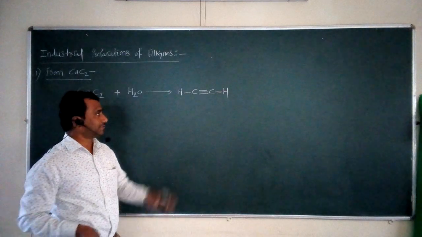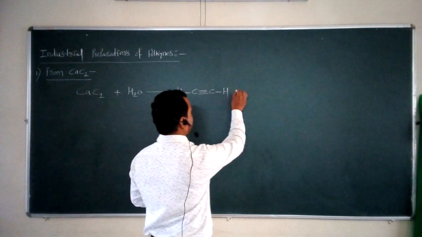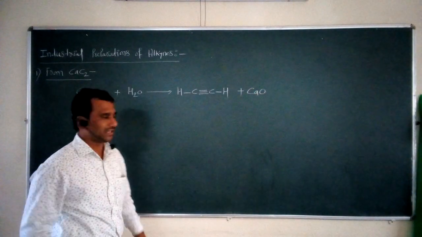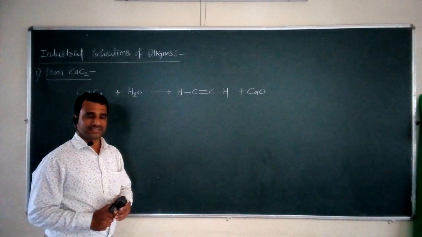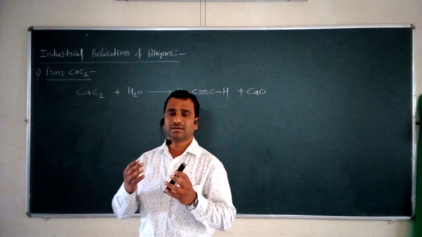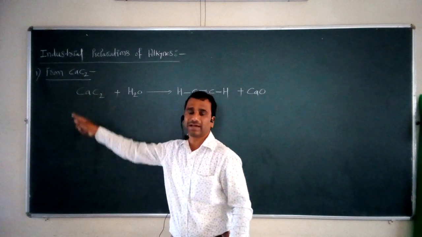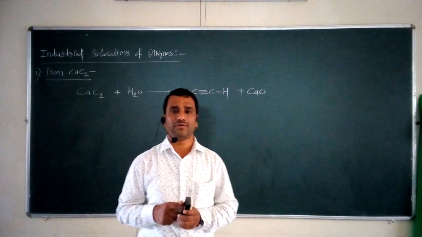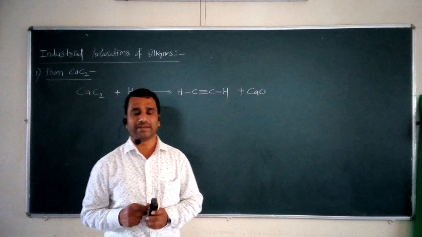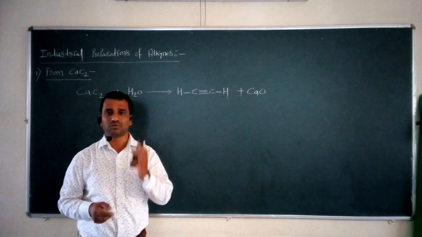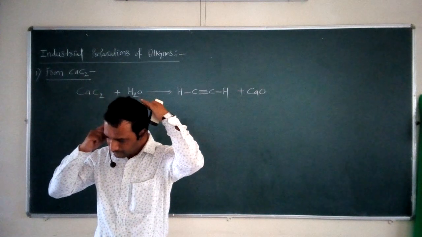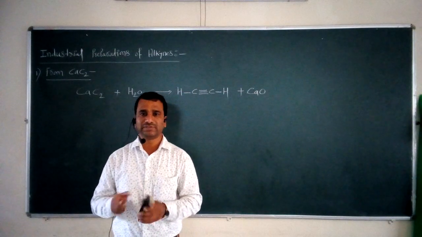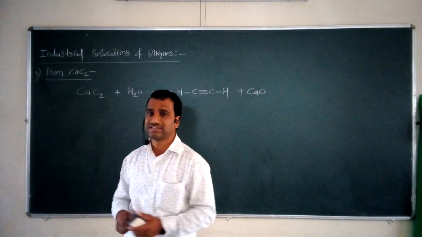Now, along with the main product, a byproduct is obtained, that is calcium oxide. In this reaction, our reactant molecule is the calcium carbide. If we want to form this calcium carbide, it can be formed by the reaction of two different reactants. One is coal and the second is calcium monoxide. By the reaction of these two, we can form this calcium carbide.